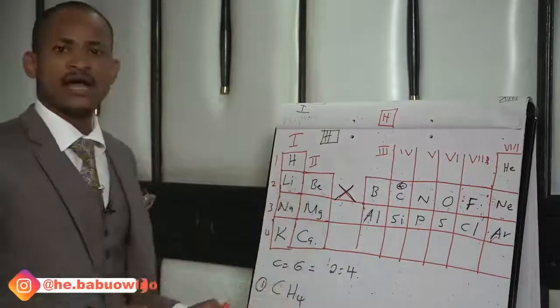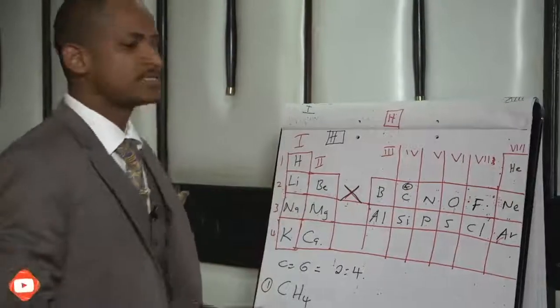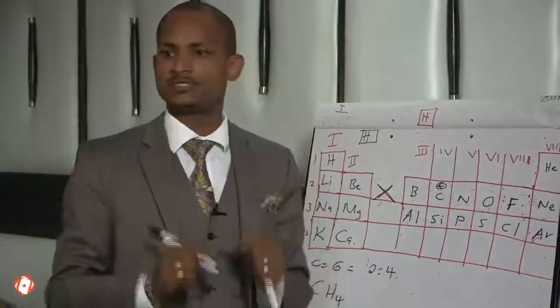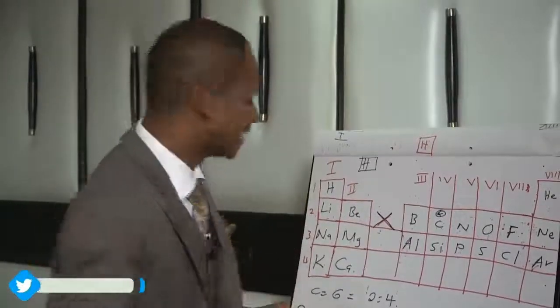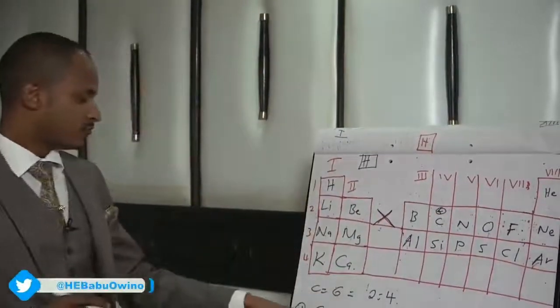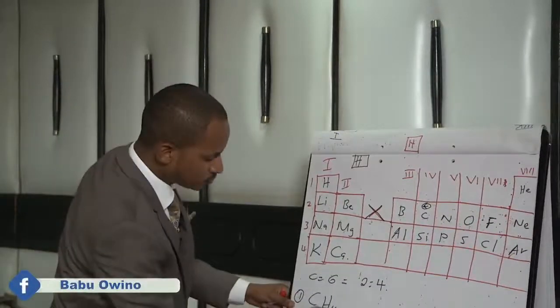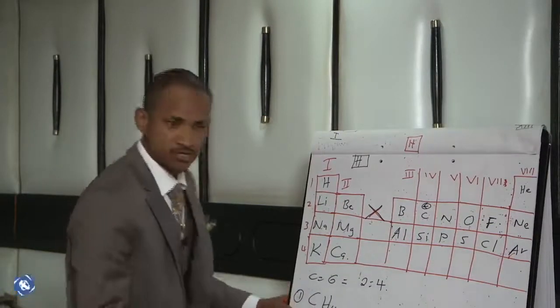When a metal and a nonmetal bond, it is ionic bonding. But when a metal and a metal bond, it is called metallic bonding. Therefore, for the nonmetals, they will bond covalently, covalent bonding. So we want to show how carbon bonds with hydrogen.